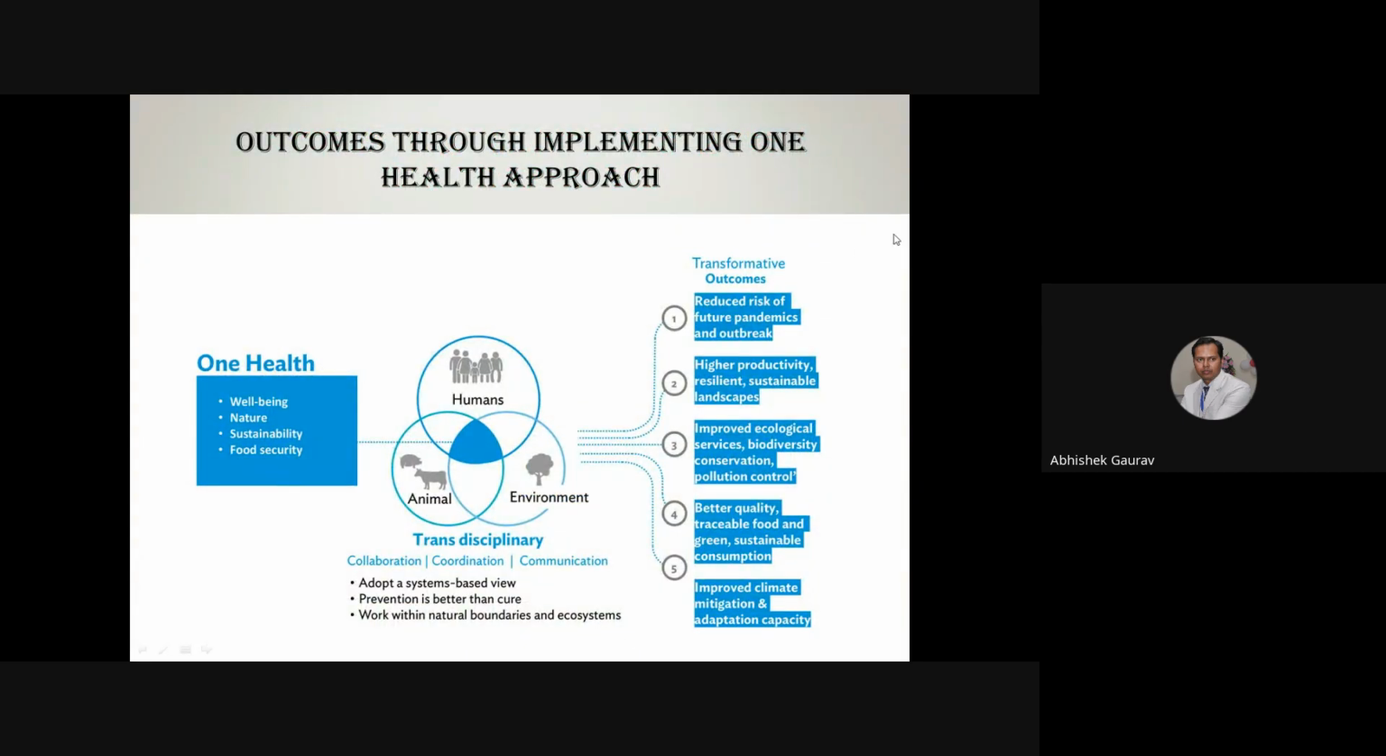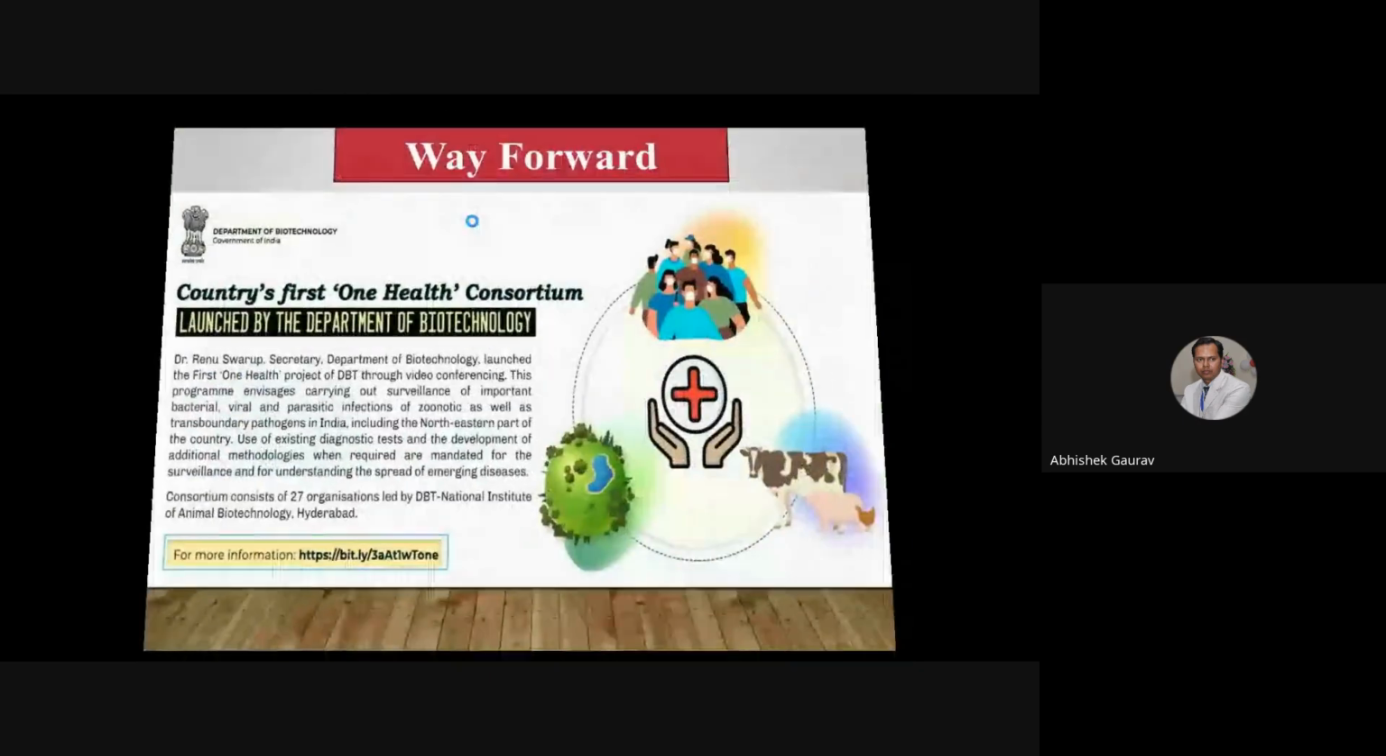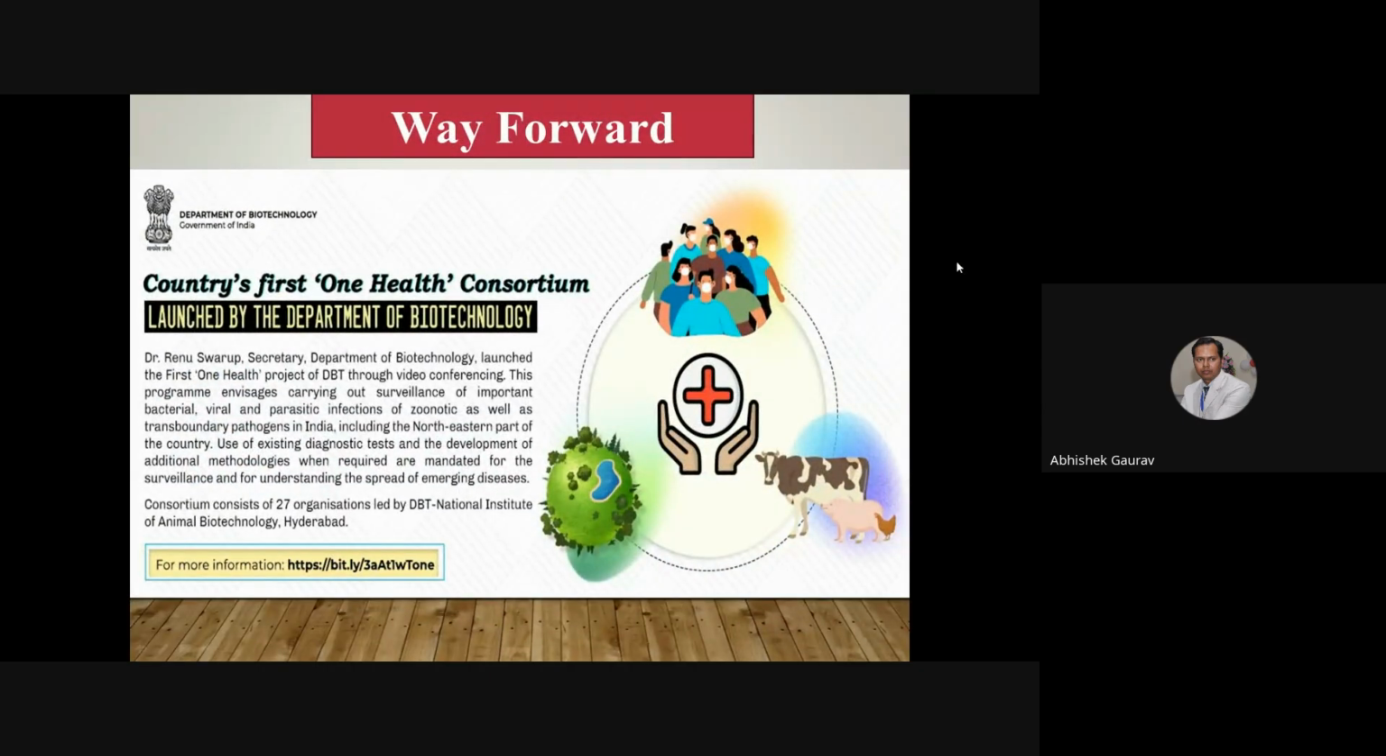And lastly, we have to reduce the risk of future pandemics. We have to increase productivity. We have to improve ecological services, biodiversity conservation, and pollution control. We have to go for food safety and food quality assessment and management. And lastly, we have to go for improved climate mitigation and adaptation capacity. With this, I come to the last part of my presentation, that is the way forward.